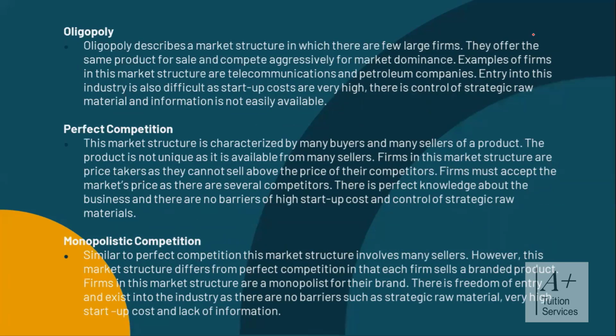We move on now to oligopoly. Oligopoly describes a market structure in which there are a few large firms. They offer the same product for sale and compete aggressively for market dominance. Examples of firms in this market will be telecommunication and petroleum companies. So let's look at the internet service providers in Trinidad. I think this is oligopoly. We have Flow, we have Airlink, we have Digicel, we have Massy, right? And they are all competing for the same thing, people to take internet from them.